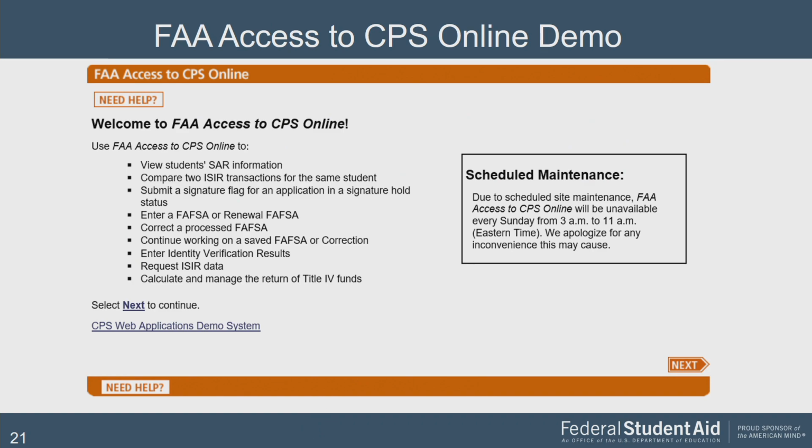All right, when you click on the demonstration site for FAA Access, the first thing you're taken to is the FAA homepage. And this is just telling you the functionality that we have available for you. You can just look at a student's processed results. You can do an ISIR compare. That, to me, is something lots of financial aid administrators use all the time, where you have multiple transactions and you want to see the differences between transaction 1 and 3 or 2 and 3 or whatever.